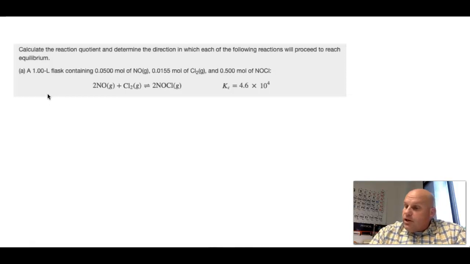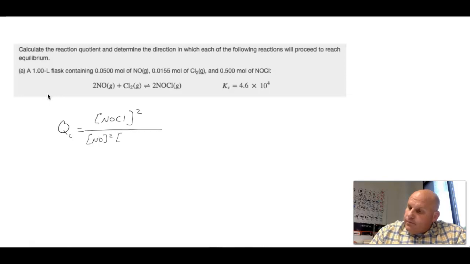Remember, our expression for the reaction quotient is going to be the concentration of the products, where coefficients become exponents, over the concentration of the reactants. Now, be careful. I picked this problem for a reason. They do not give me concentration in the problem. They give me moles.